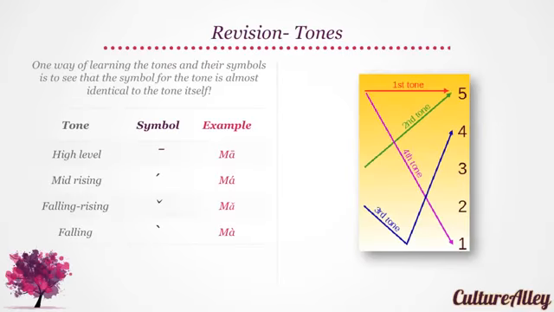We saw that a way of learning the tones and their symbols is to see that the symbol for the tone is almost identical to the tone itself. So remember, the high level tone is denoted by the high bar. And like its name, the mid-rising tone goes from the middle to the top. The V shape of the falling rising tone is indicative of its intonation. And finally, the falling tone has a downward slant, indicating the sharp fall that it usually takes.